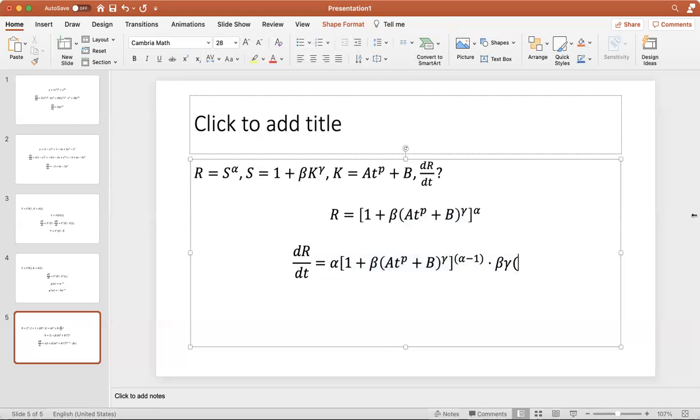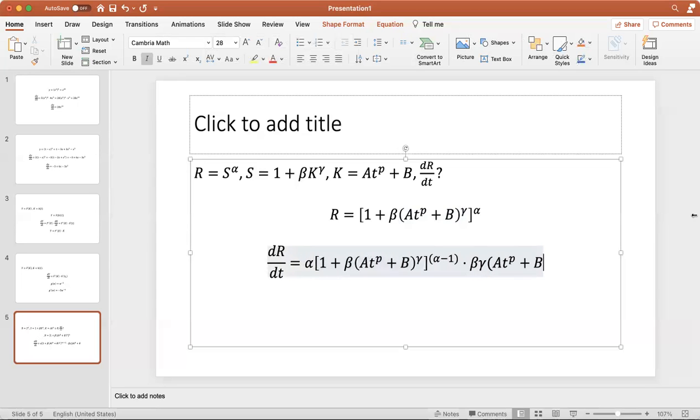Okay, let's just type it. So a t raised to p plus b, raised to gamma minus 1. Okay, let's add a parenthesis here to avoid confusion. And then you'll need to take the derivative of this inner function.